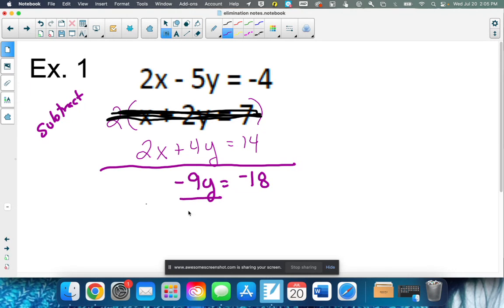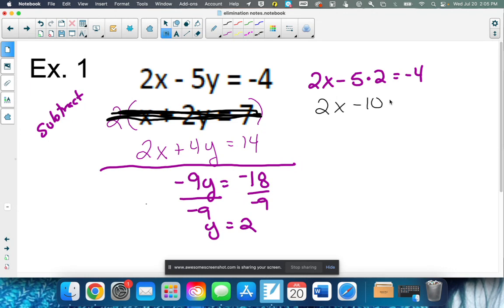Okay, so then continue to solve. I'm going to get y is equal to positive 2. And then I'm going to substitute my y into one of my two equations. So 2x minus 5 times 2 equals negative 4. I'm going to go ahead and simplify that and solve. So 2x minus 10 equals negative 4. I need to add 10 to both sides.